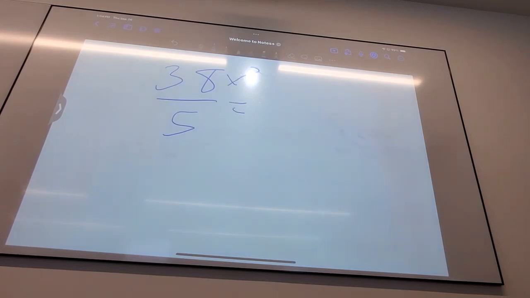If I multiply top and bottom by 2, what do I get? 38 times 2 is 76 over 10, which is 7.6. So if they have to divide by 5, double it and then move the decimal back one place. That's a shortcut for division by 5.